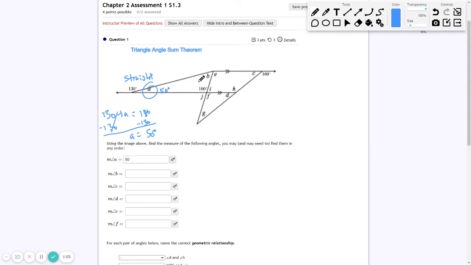So over here, I got 100 plus 50 plus B is equal to 180. So 150 plus B is equal to 180. To finish up, subtract 150 from both sides. And so I get B is equal to 30 degrees.